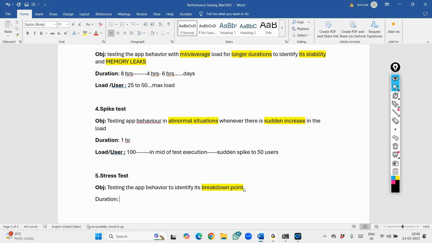And when we go for a stress test, the standard duration will be 1+ hours. So I am simply writing 2 hours. How about load or user count? First we will define the load as 100, and we will increase the load step by step, every 10 to 15 minutes. This is how we will be adding.